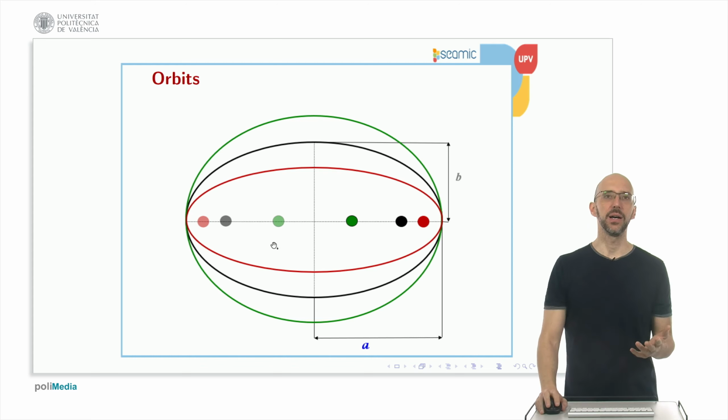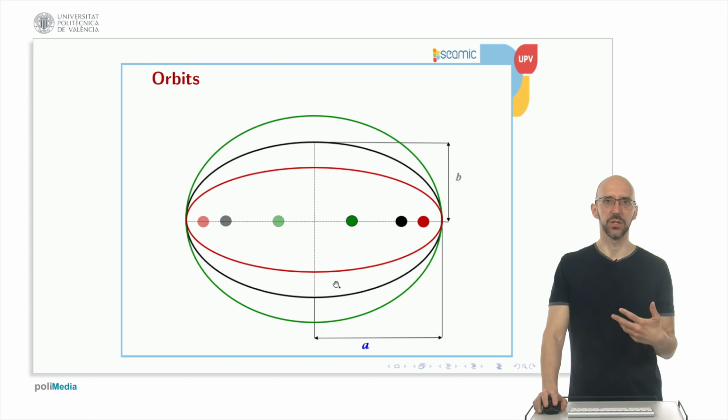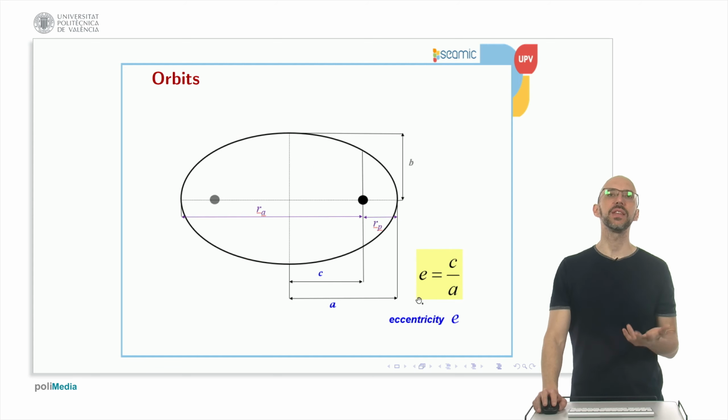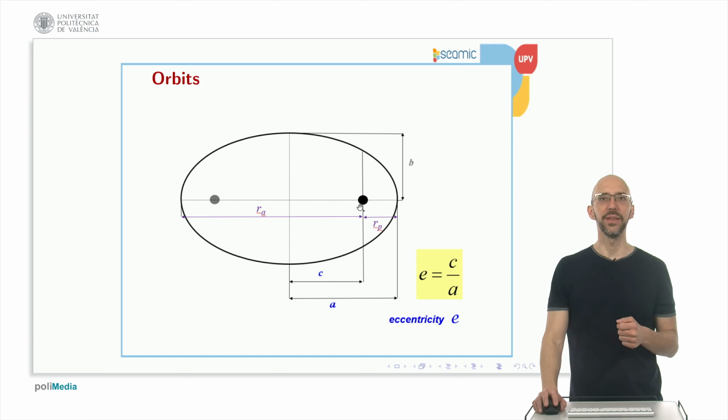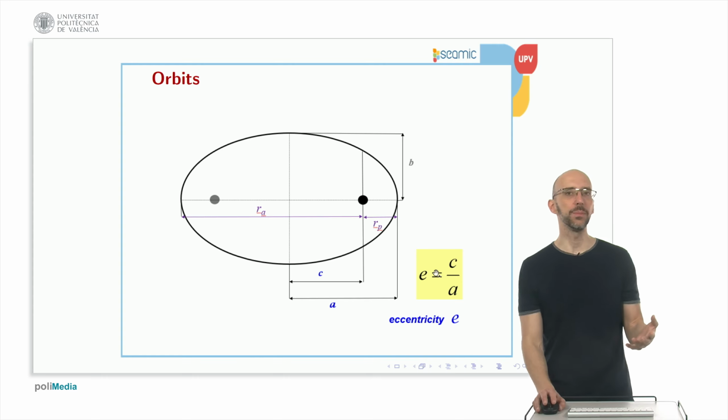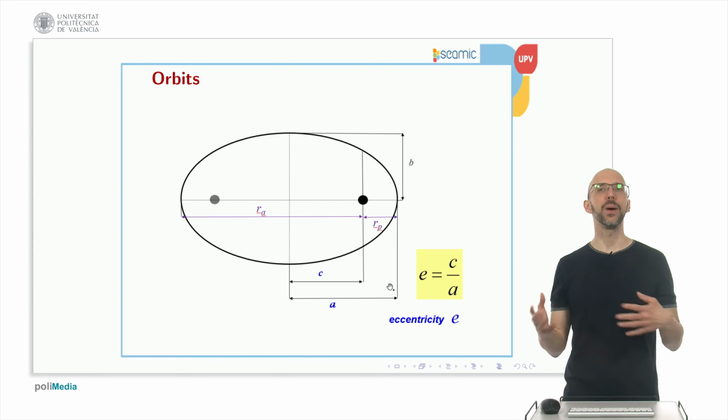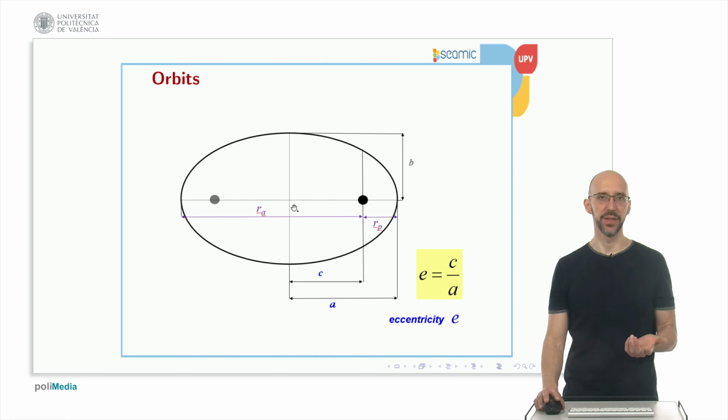But this is hard to say without any new definitions. The key point is the eccentricity of the ellipse. This is C, the length from the main focus of the ellipse, or the main body, to the center. This is called C. This is called A. So the quotient between C and A gives you an idea of how far the main body is from the center of the ellipse.